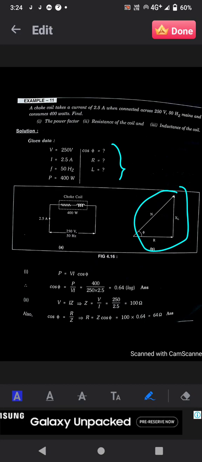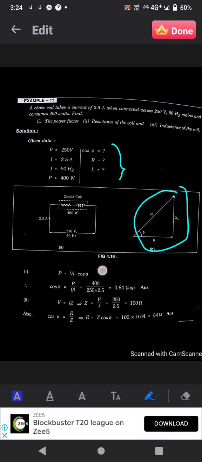The power in single phase is VI cos phi. This we have to remember. Whereas in three phase it is root 3 VL IL cos phi. From that, the power factor cos phi equals P by VI. V is already given, I is already given. From that we calculate 0.64 lagging, because it is an inductive circuit, RL.